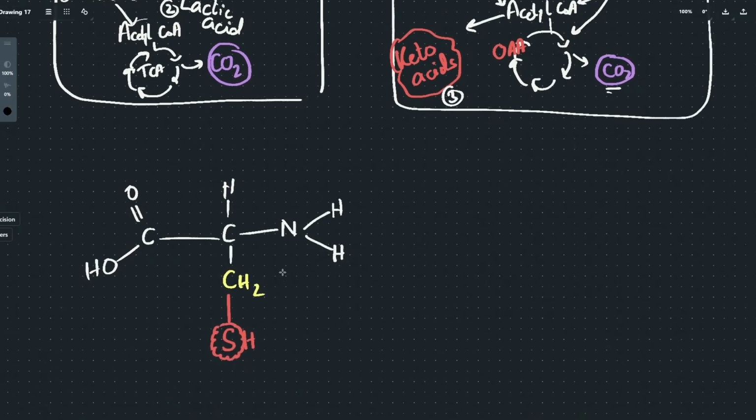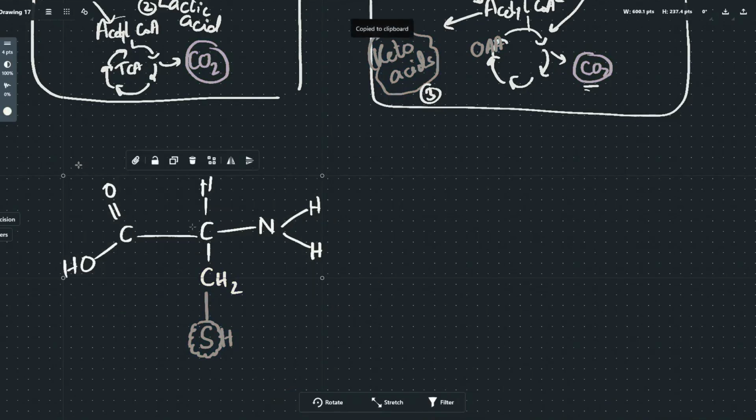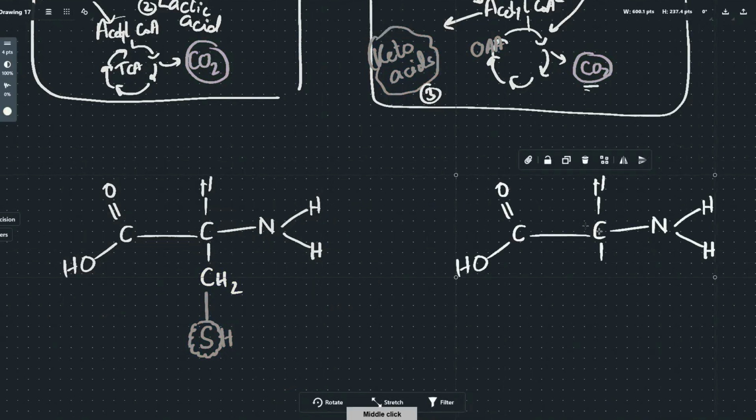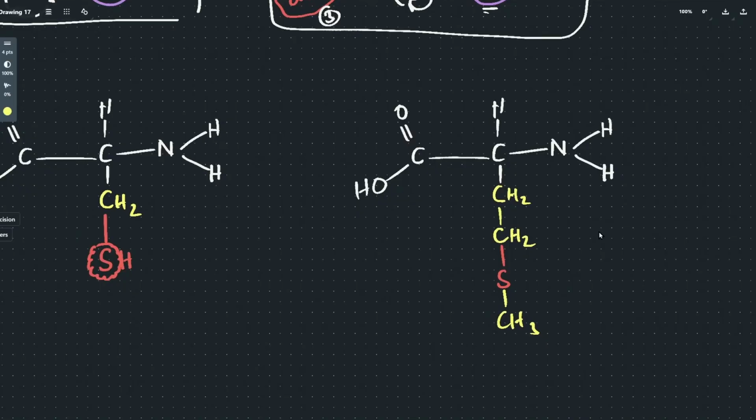Now this S is sulfur. There is another amino acid, let me draw that one as well, having a very similar backbone. You know, the basic structure of all amino acids is the same; they differ only by the side chain. So here the side chain is a bit different. It again contains sulfur, and along with sulfur it also contains a methyl group, right? So you see we have these sulfur containing amino acids.